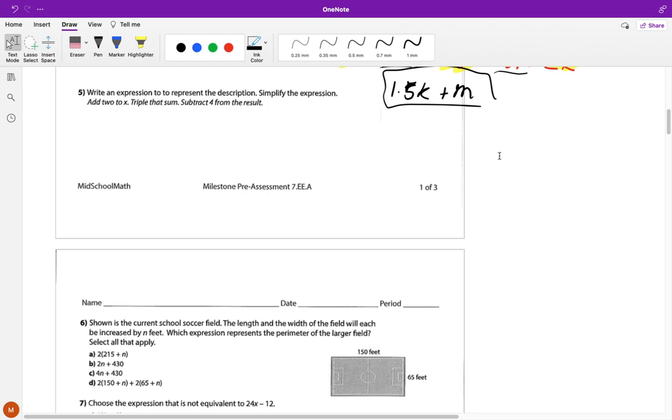All right, so for this one, it says write an expression to represent the description, simplify the expression, add 2 to x. So we're translating this. So add, we know we're going to plus 2 to x. So it'll be x plus 2 or 2 plus x. Either way, it's fine.